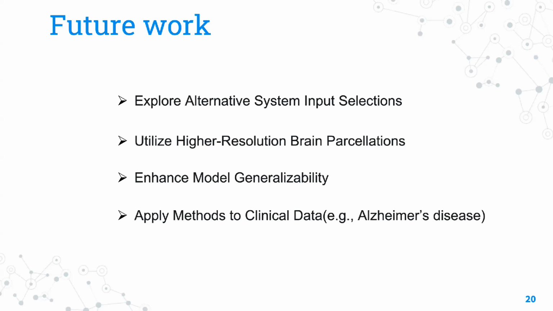Some limitations remain, such as relying on predefined system inputs and limited generalization in task fingerprinting. These challenges create opportunities for future research. Moving forward, we plan to test different system inputs to enhance the model's ability. We also aim to use high-resolution brain maps to capture more detailed brain activity. Additionally, we will focus on making the model perform well across different tasks and datasets. Finally, we plan to apply this method to clinical data like Alzheimer's research to help with diagnosis and treatment.